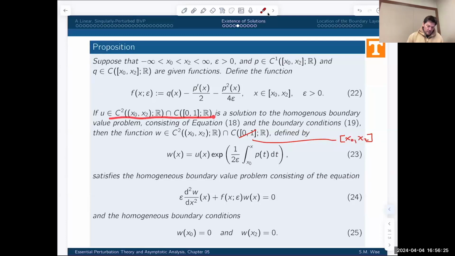Now, if U in this function class, here's another, you can see I make liberal use of copy paste, is a solution to the homogeneous boundary value problem consisting of equation 18 and boundary conditions 19. So that's the homogeneous problem. Same operator equation, same ODE, but the homogeneous boundary conditions 19. Then the function W, which is in this same function class, defined by W is equal to U times the exponential of this function. Notice that this is a function of X, and so this exponential is a function of X, and I'm multiplying it times U. So this one is the transformation I was talking about.